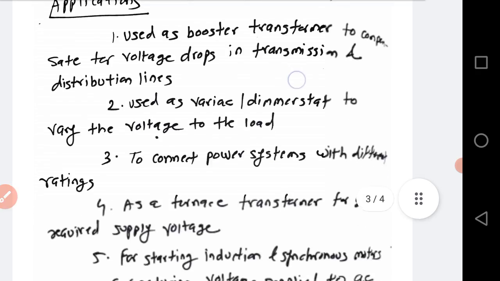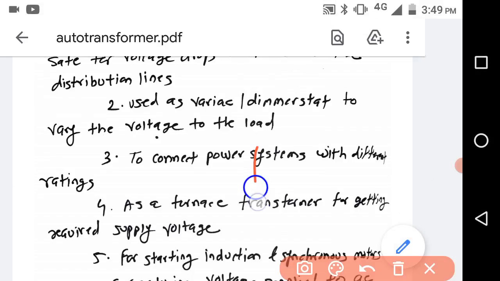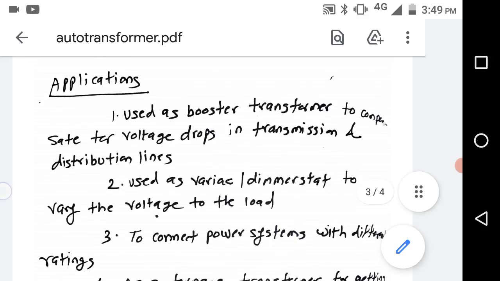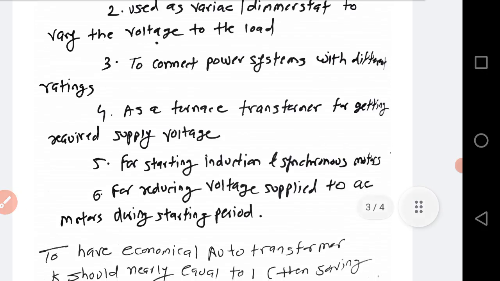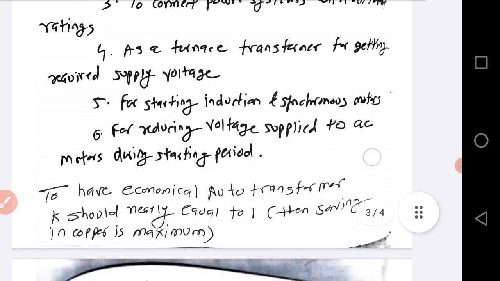What are the applications of auto transformer? It is used as a booster transformer to compensate the voltage drops in transmission and distribution lines. Then it is used as a variable voltage source, or VARAC, or dimmerstat. Then it is also used to connect power systems with different ratings. As a furnace transformer for getting the required supply voltage, it is used for starting induction and synchronous motors, also for reducing voltage supplied to AC motors during the starting period.